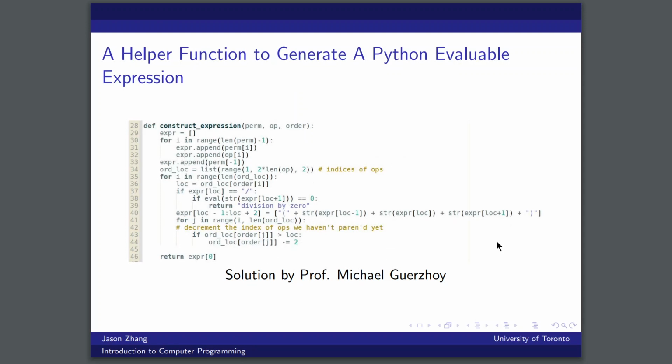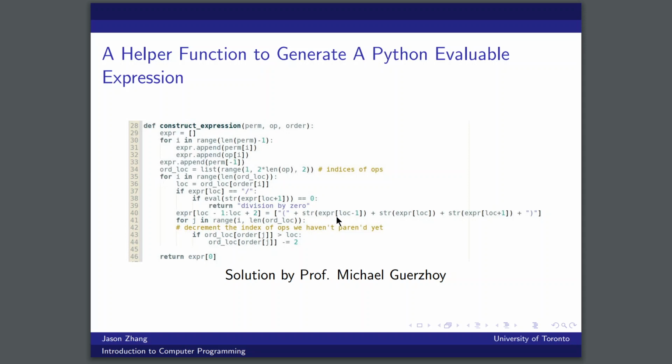Now we need a helper function that can generate a Python evaluable expression given our three permutations. So we should be given our permutation of operations, our numbers, as well as execution order, which are the inputs to this construct expression function. And basically, what this does is it will generate a list where each element in the list is either an operation or a number, and it'll do this in an alternating fashion to create the expression.